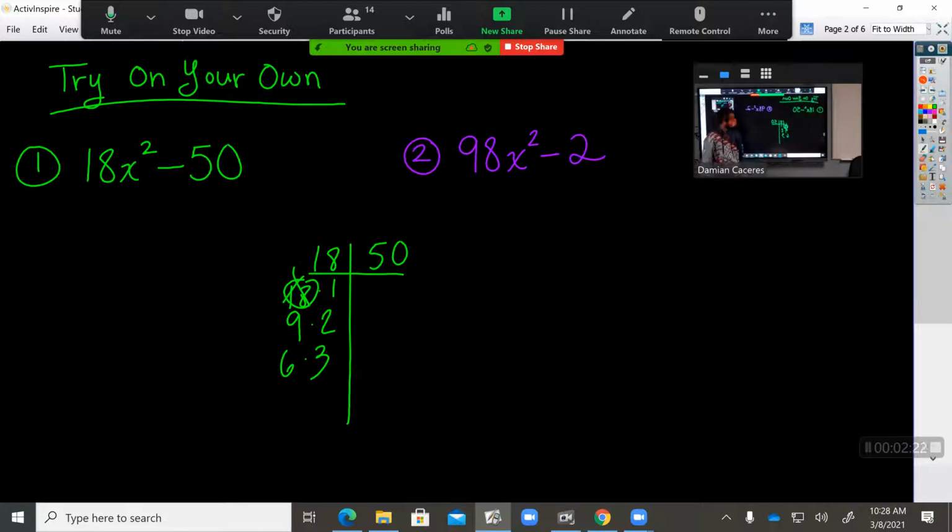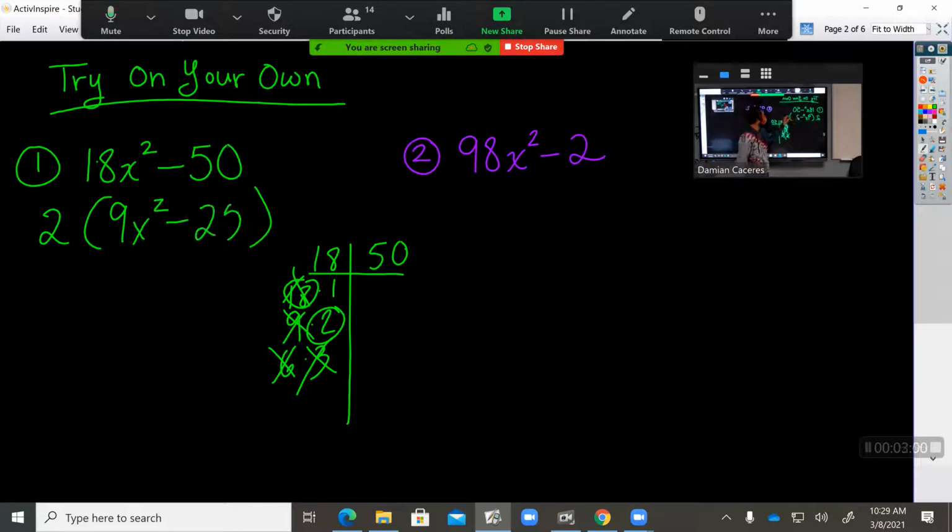18 does not work out because it can never give you 50. 9 can never give you 50. 6 can never give you 50. And 3 can never give you 50. So what's the only number that they're both divisible by? 2. Aren't they both even numbers? All even numbers are divisible by 2. So all you do is put a 2 and open your parentheses. Now, divide and write the results on top. 18x squared divided by 2 is 9x squared. And negative 50 divided by 2 is negative 25.